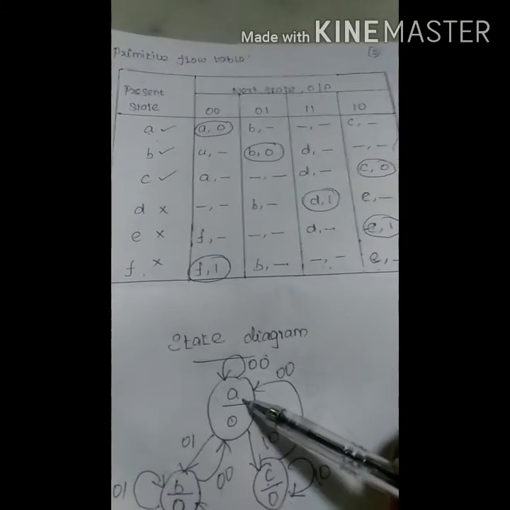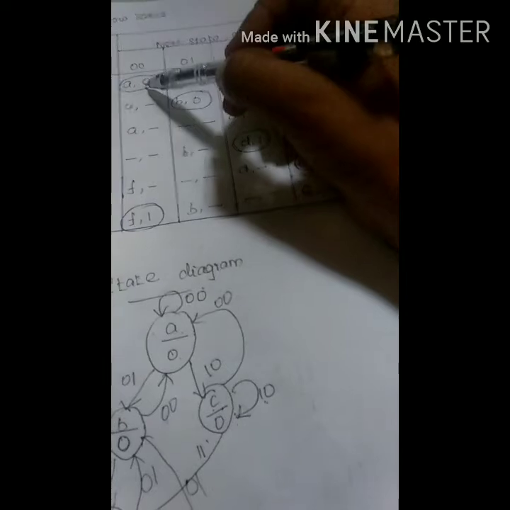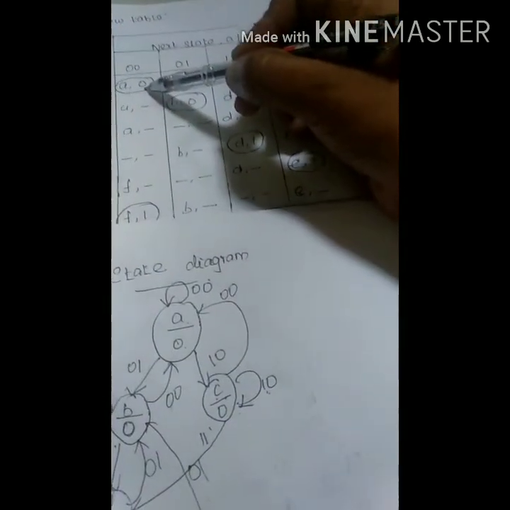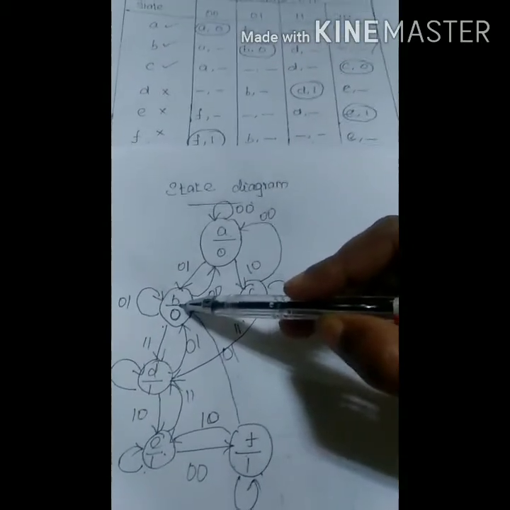It will retain in the A state. And what is the output? The output is 0, that we have to fill up here. Okay. Then if I am applying 0 1 to the A state, it will go to the B state.